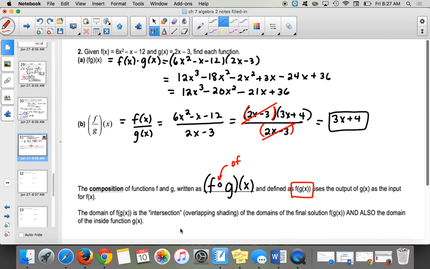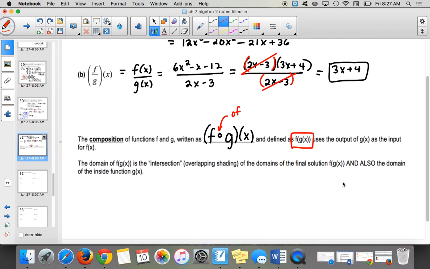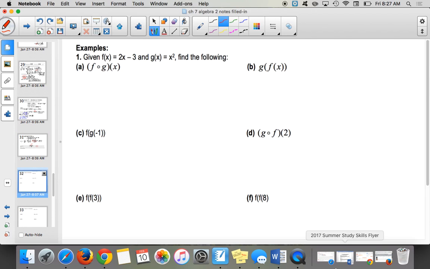All right, and then it talks about the domain here. It says the domain of f of g of x is the intersection, so our overlapping shading of the domains of the solution, f of g of x, and also the domain of the inside function, and I'll talk more about that. All right, so let's go here. So when we see f of g of x, as Becca's saying, it does spell out fog. What you're thinking is f of g of x like this.